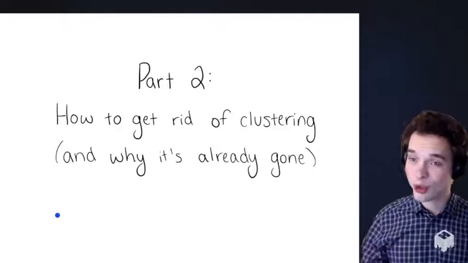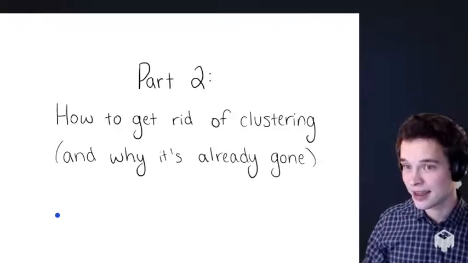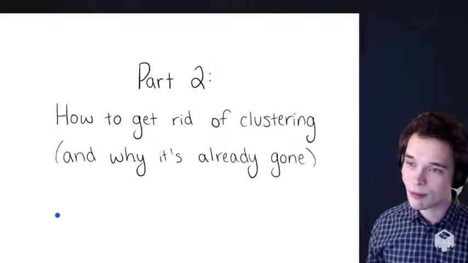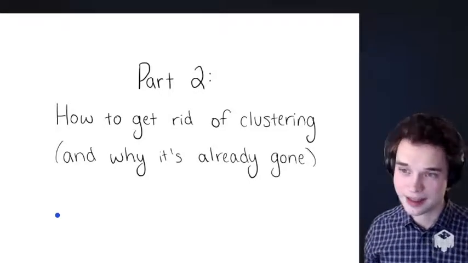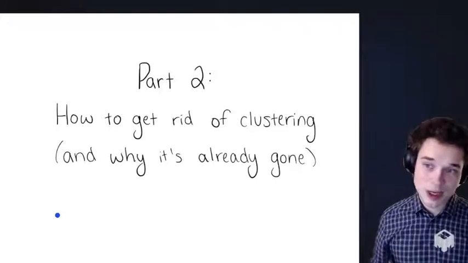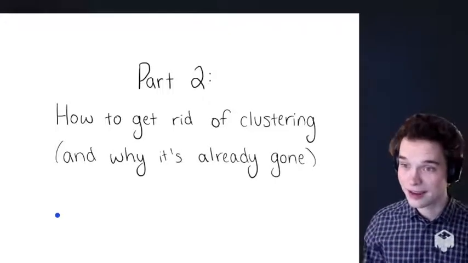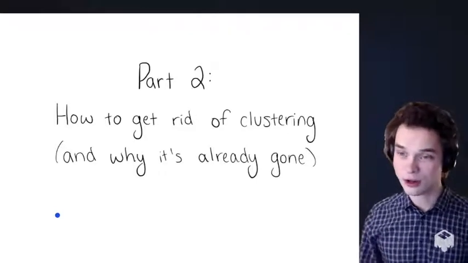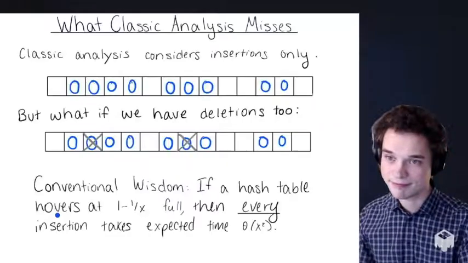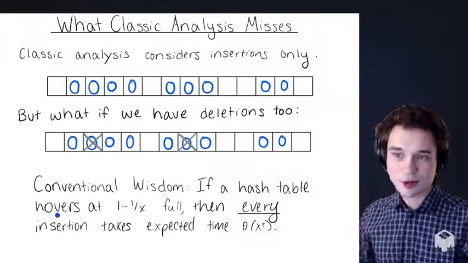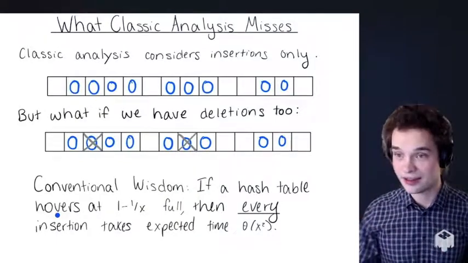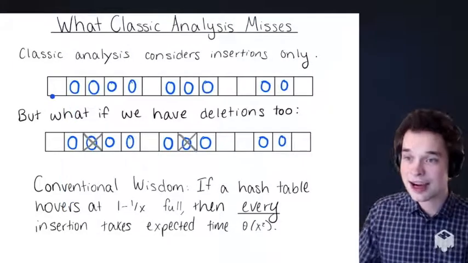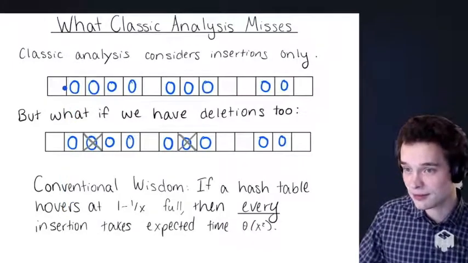Okay, so this brings me to part 2 of the talk. And what I want to show you now is that actually there's more going on here than what the classical analysis might seem to suggest. In fact, we can actually get rid of clustering. And there's even an interesting sense in which it's already gone and we just didn't notice it. So what I'm not saying is that the classical analysis is wrong. It isn't. But the classical analysis does have a slightly narrower scope than you might first imagine.